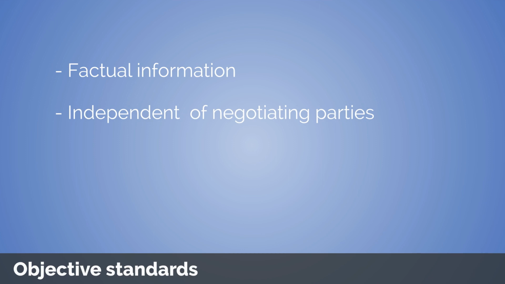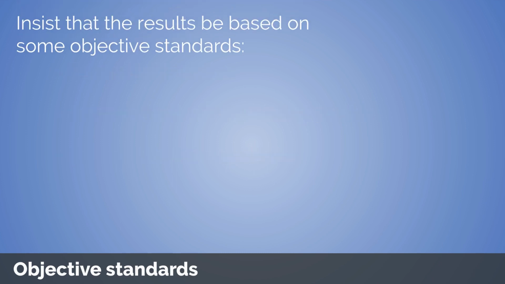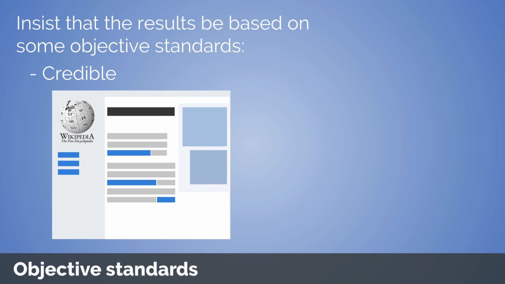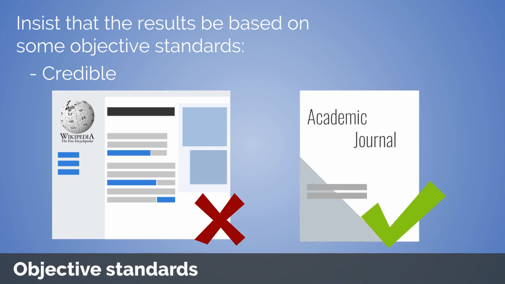Objective standards are factual pieces of information, independent of the parties in the negotiation, that are relevant to what should or should not be agreed to in that negotiation. The most effective objective standards are as follows. First, they should be from sources that are as credible as possible. For example, Wikipedia, probably not a good source to demonstrate objectivity. Academic or professional sources are best. The more unbiased, the better.